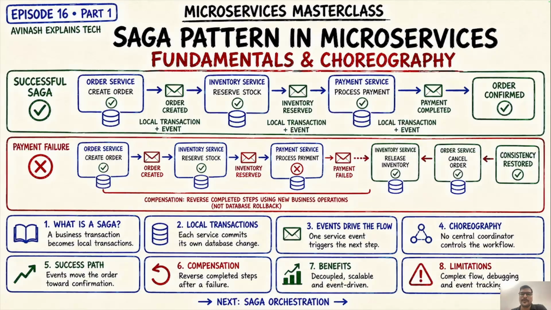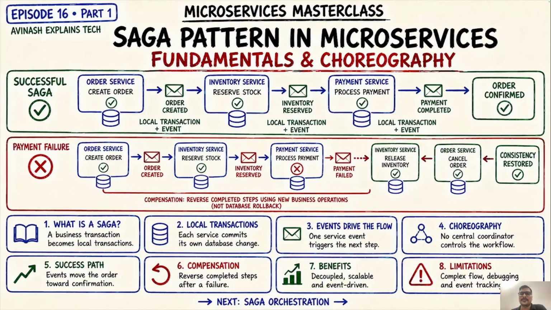We could use two-phase commit, but as we discussed in the previous episode, it can create long-running blocking operations, coordinator dependency, reduced availability, and tight coupling between services. Saga provides a more suitable alternative for many microservice workflows. It allows every service to remain independent while maintaining business consistency through local transactions, events, and compensating actions.